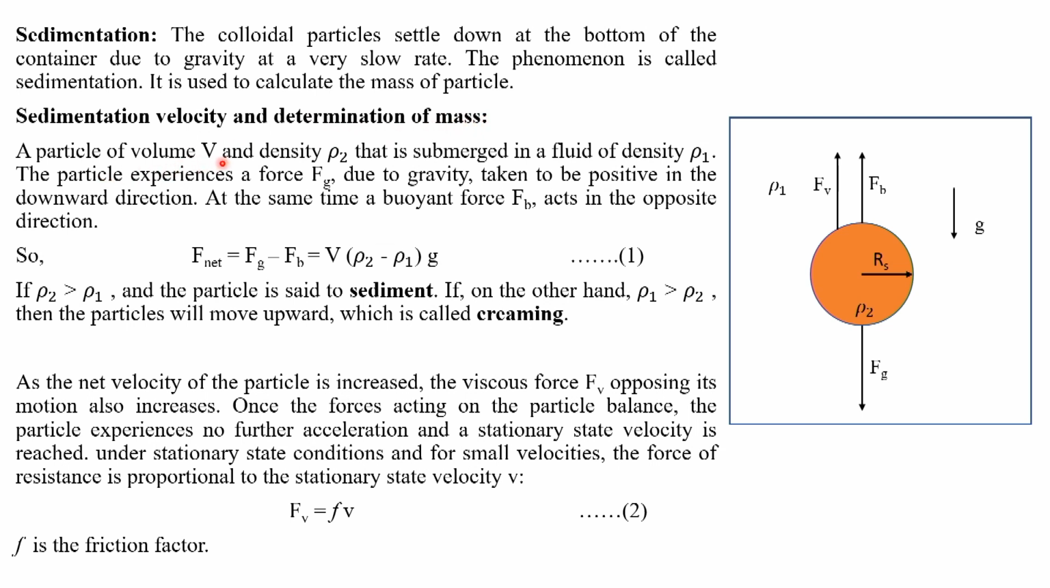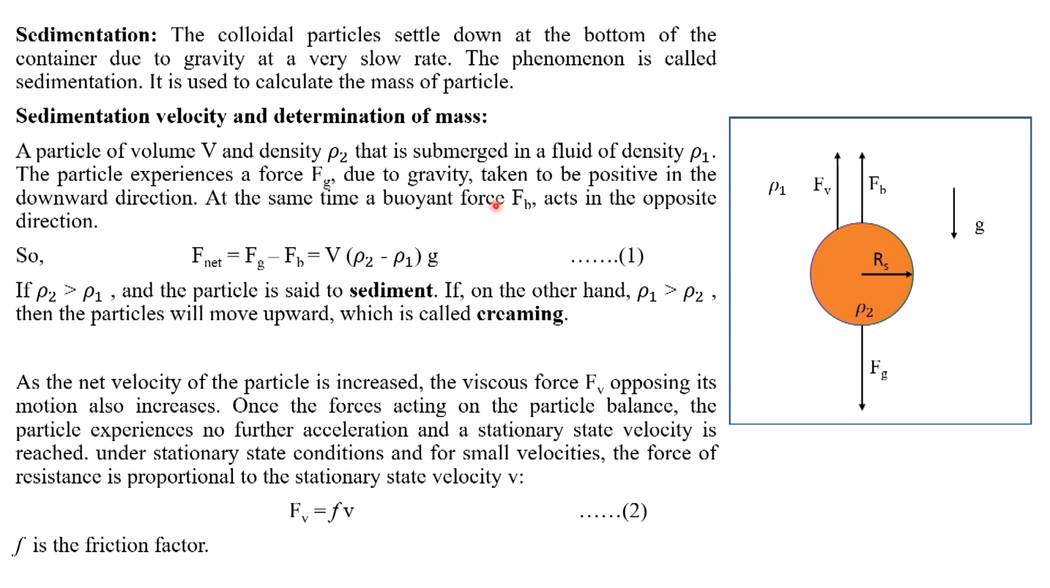A particle of volume V and density ρ2 is submerged in a fluid of density ρ1. The particle experiences a force Fg due to gravity, taken to be positive in the downward direction. You can see here, ρ2 is the density of the particle that is submerged in the fluid of density ρ1. So this is the fluid here, density ρ1, and this is the Fg force. It acts downward because of the gravity.